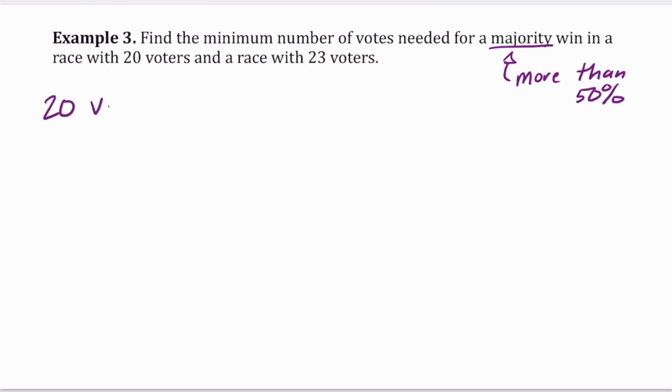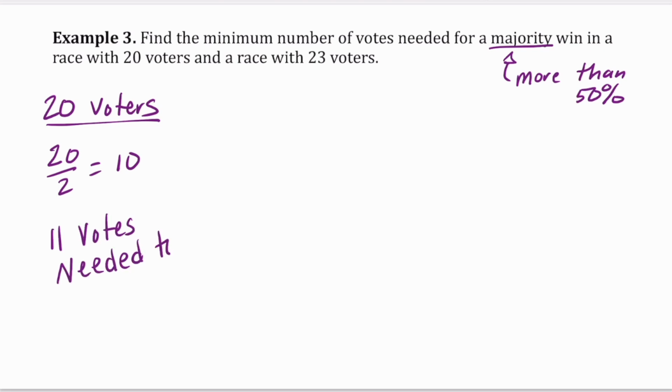In the case of 20 voters, if we take 20 and divide by 2, we see that half of 20 is 10. 10 voters would be 50%. But for a majority, we want more than 50%. So we would need 11 votes to win this election with a majority vote.